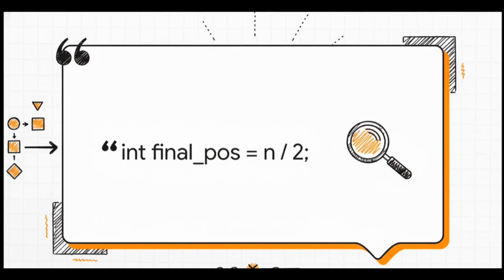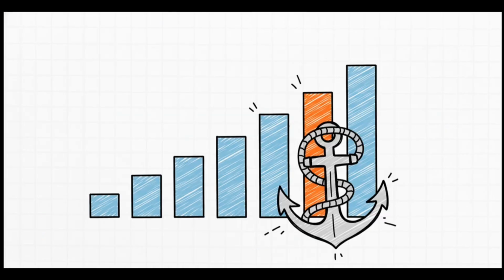All right, the list is sorted. Next up, we pinpoint our target. This little bit of code immediately finds the position, the index of our median. This gives us our anchor point, our North Star. Everything we do from this point forward is all based on this one single spot right in the middle.